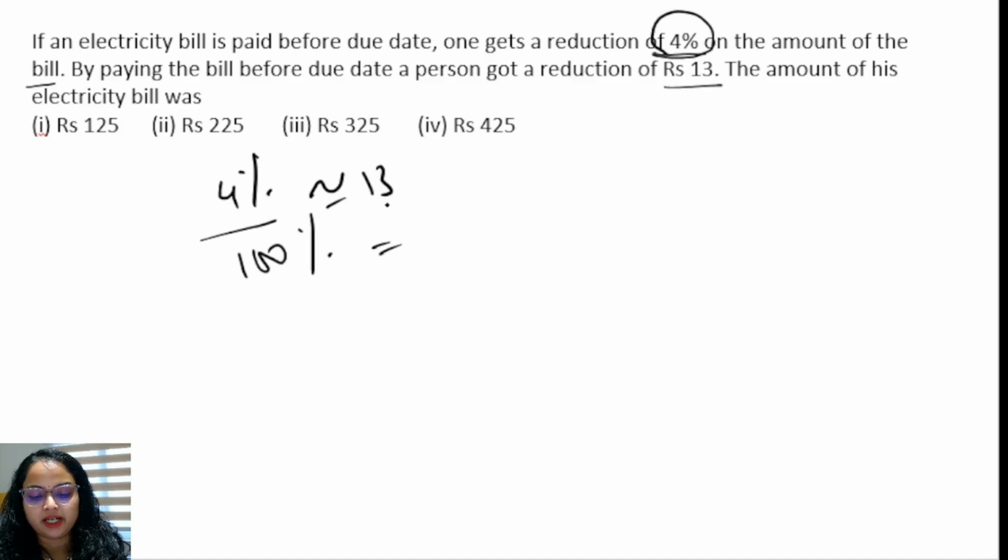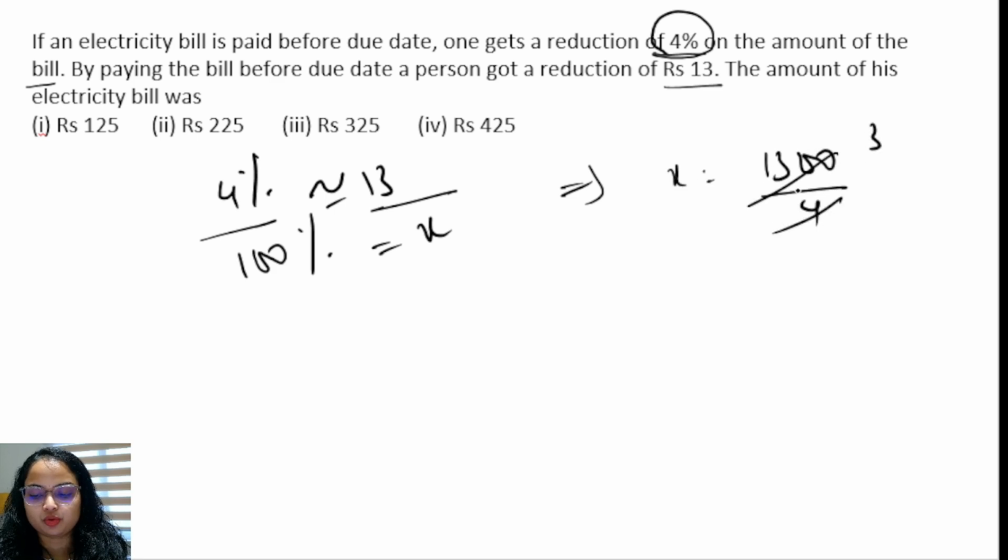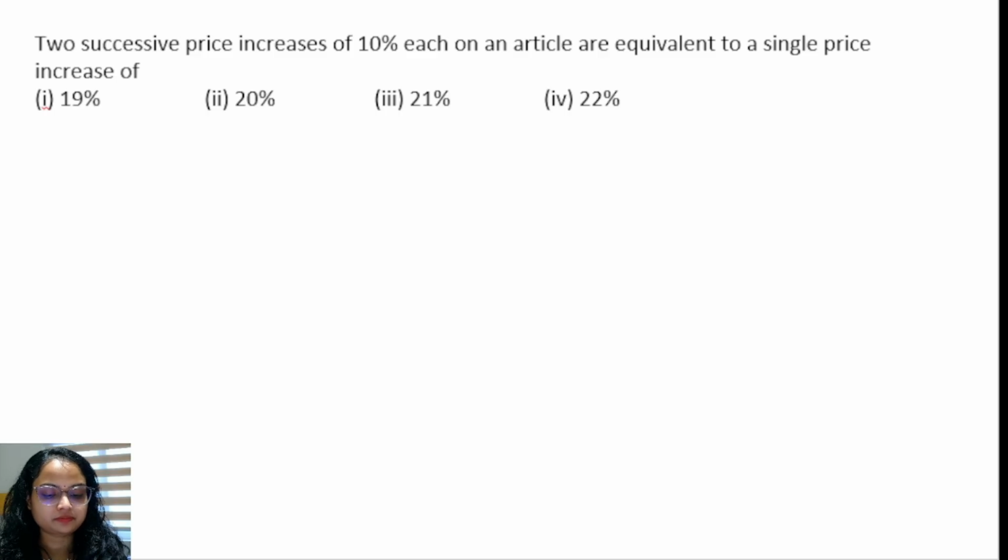Okay, so we will divide these two. We will assume the 100% total bill as X rupees. So here we will get X is equal to 1300 divided by 4. It is 4 into 3, 4 into 5. Okay, it is 325 rupees. Third option. Next one.